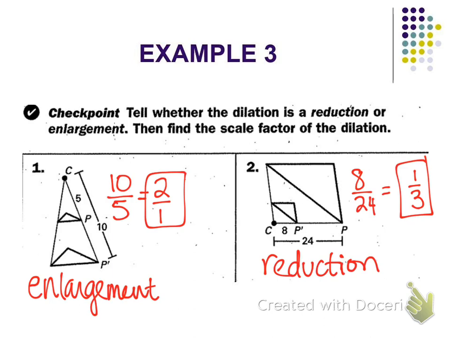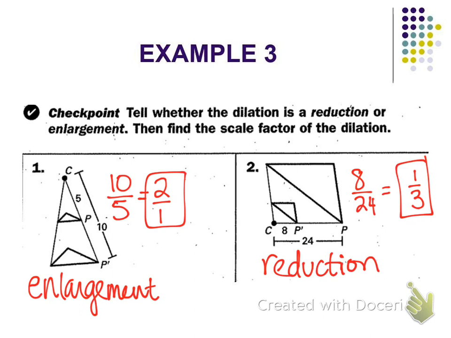Make sure you're checking your scale factor to what you said the dilation was. If you said it was an enlargement, you better be multiplying it by some number bigger than 1 if you're trying to make it bigger. If you multiply by a fraction, you're actually making a number smaller. So that's when we have a reduction.